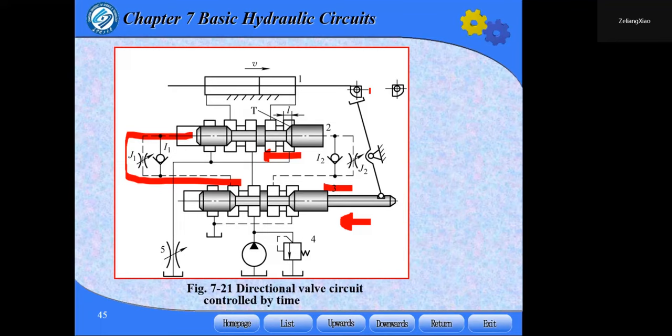The half taper angle is 3.3 degrees, and the brake length l equals 3 to 12 micrometers when the throttle orifices J1 and J2 are treated. The time needed for moving the distance l will be per meter. Thus, it is called the directional circuit controlled by time.